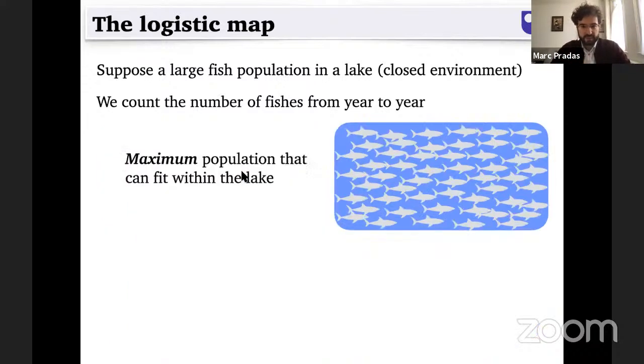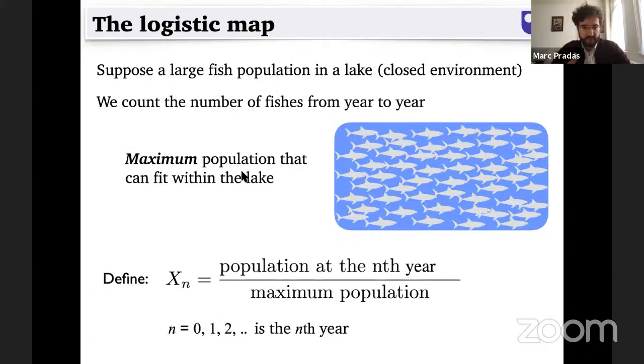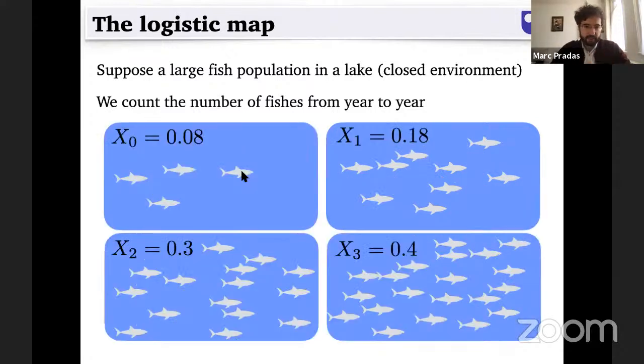So we're going to do the following. We assume that there is a maximum population that can fit within the lake, and then define a variable, which is the ratio of the population at the nth year divided by the maximum population. This means that this quantity x, which represents a percentage of the population compared to the maximum capacity of the lake, varies between 0, which means that there are no fishes, and 1, which means that the lake is at full capacity. So for example, in this particular example, we have 8%, 18%, 30%, 40%.